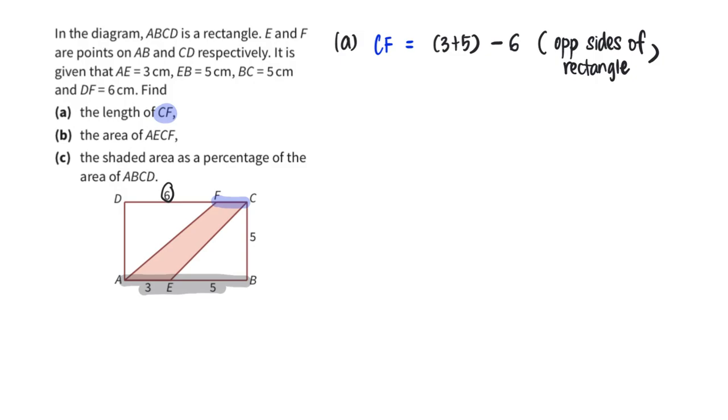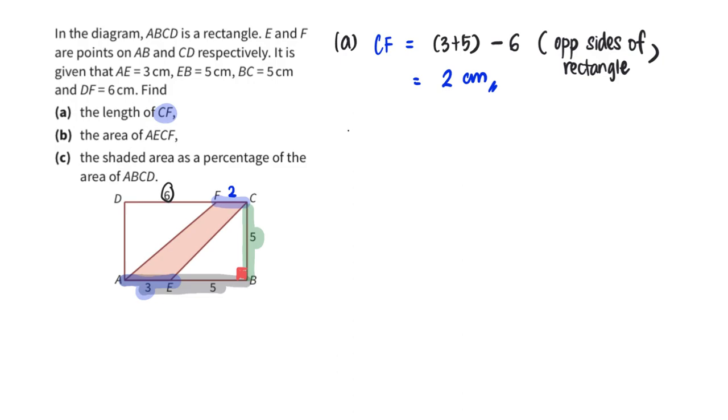Okay? And this will give me a value of 2 cm. Find the area of AECF, which happens to be a trapezium. So now that I've gotten this as 2, and this is my parallel lines, and I also have my height 5. I just need to make sure that they are indeed perpendicular to the two parallel sides.